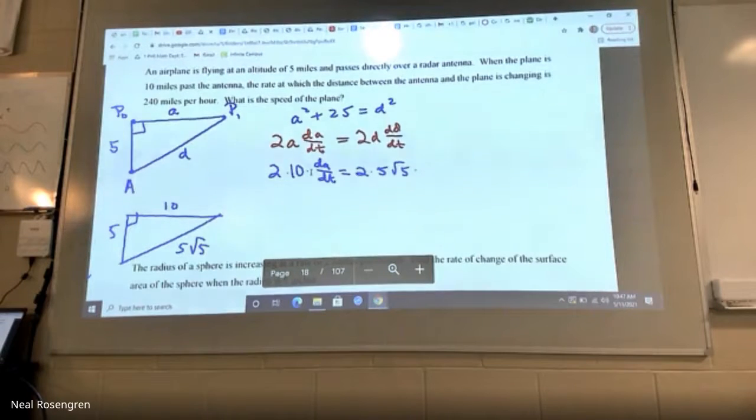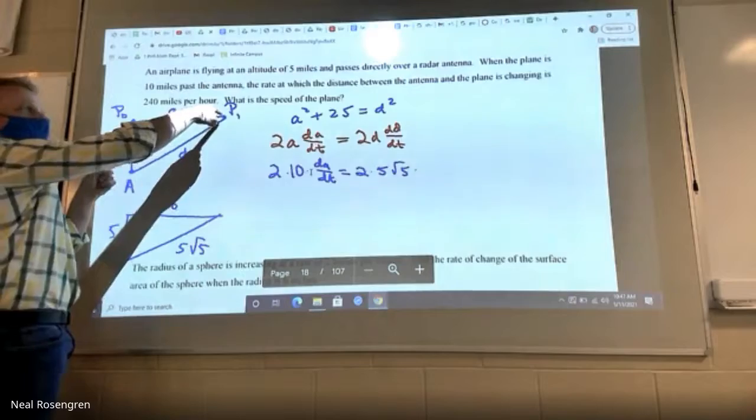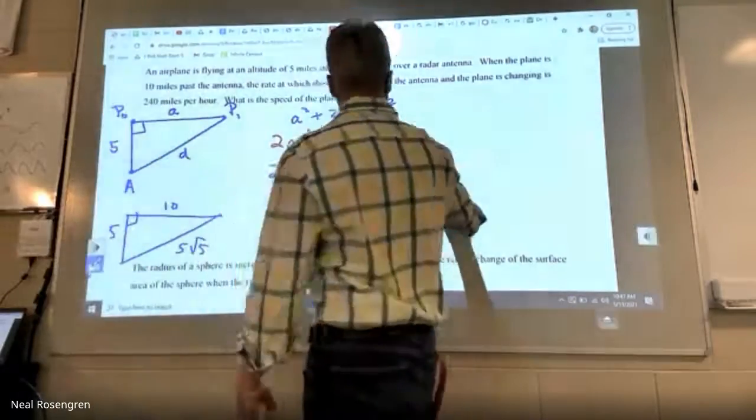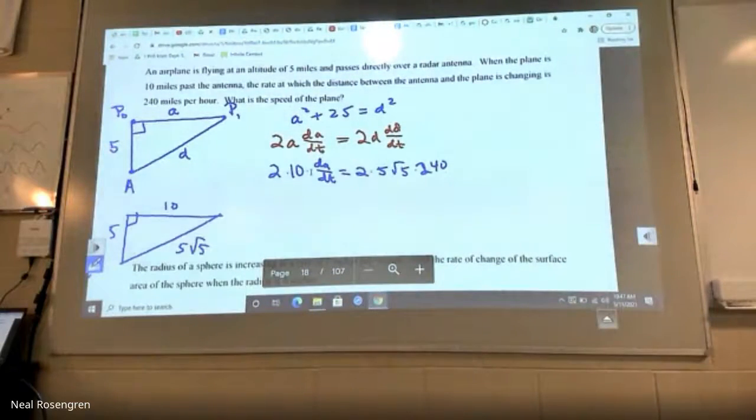Now, is that positive or a negative? Is this distance increasing or decreasing as this plane continues to go in? Positive it is, 240. And we're in miles per hour, so that'll be the speed of the plane. We'll be in miles per hour. And now we just simplify and solve.